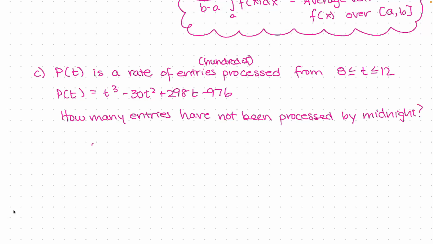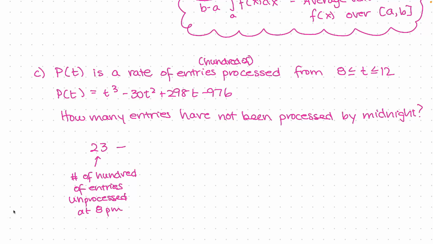Well, we know at 8 p.m. there's 2,300 entries that haven't been processed. They're sitting in the box. So this is the number of hundreds of entries unprocessed at 8 p.m. And then we're going to take away how many they were able to process in the next 4 hours. We need to figure out how many they actually processed from 8 to 12. So we have to take away something.